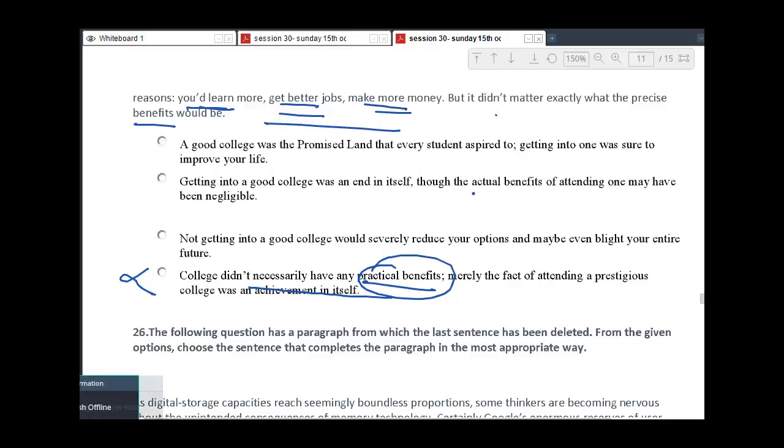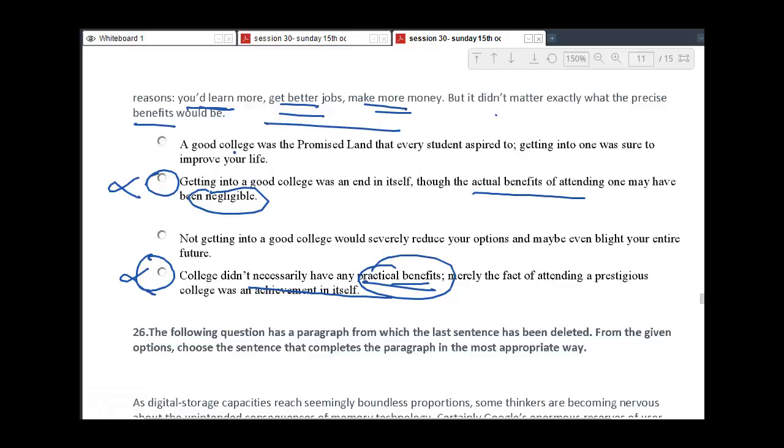And then he says, though the actual benefits once may have been negligible. Here you say that there were no practical benefits. Here you say the benefits were negligible. In both the cases, I feel that this is not what the author would say. The author is basically talking in a very positive tone about the benefits of college life.